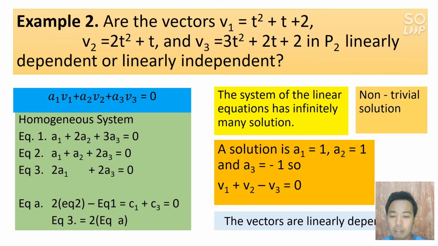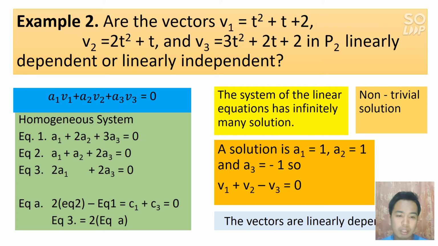You can solve the system of equations. You will have equation A, that is twice equation 2 less equation 1. You will have a1 plus a3 is equal to 0. And as you can observe, equation 3 is equal to twice equation A.